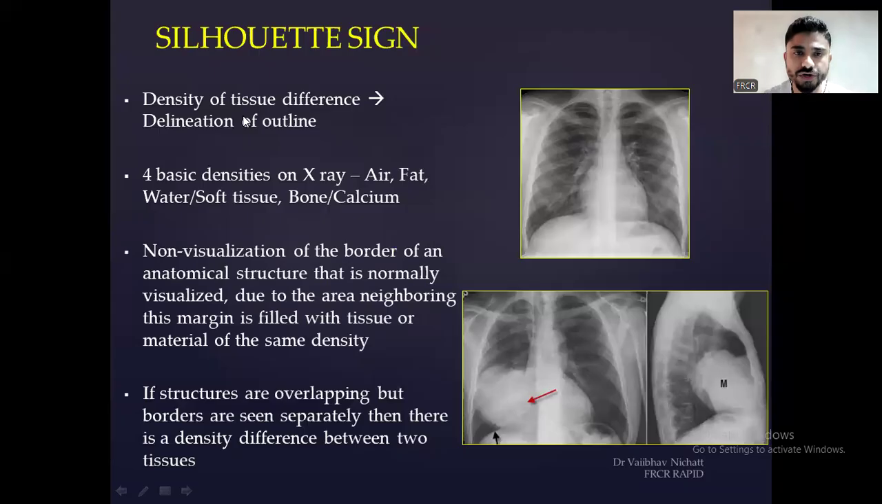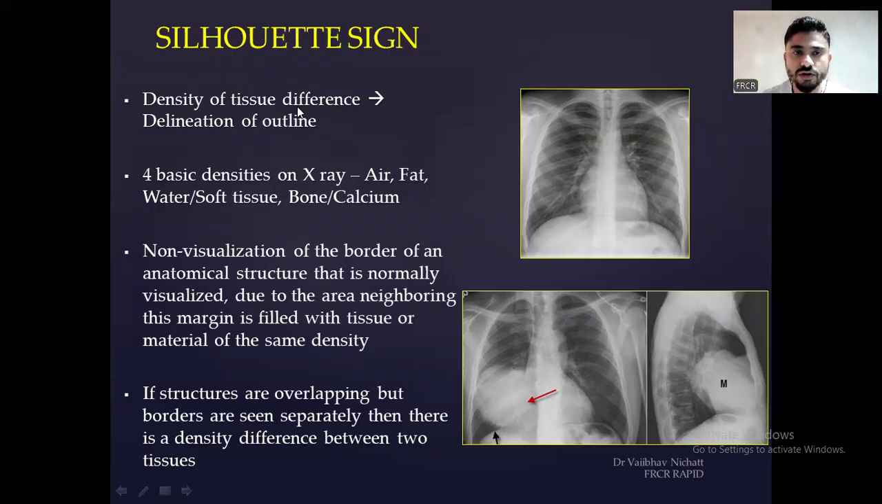So first you need to understand that if there is a density difference between tissues, if two tissues are situated close to each other and there is a difference in density, then you will be able to outline the boundaries of those particular tissues. Okay, this is the basic concept behind the silhouette sign.